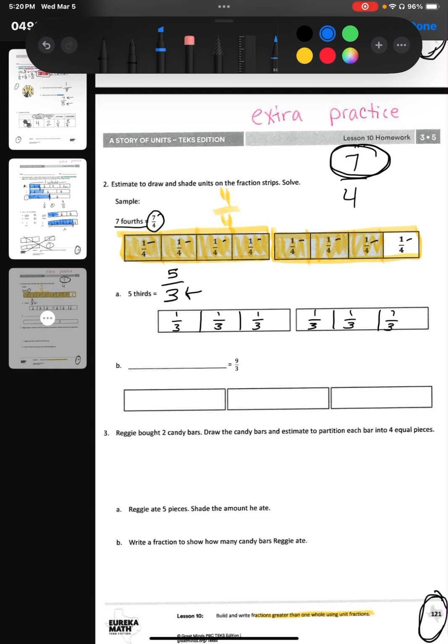And now if I look, this top number tells me how many of those thirds I need. In this case, it's 5. So I'm going to shade in 1, 2, 3, 4, 5.